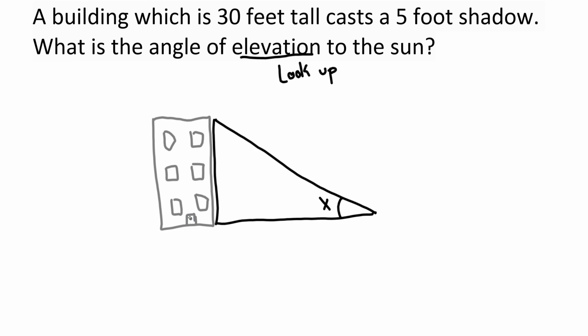And what we need to do now is, it says the building, which is 30 feet tall. So this building's got a lot of windows for only 30 feet, but that's okay. 30 feet tall. Casts a shadow of 5 feet. So a shadow, keep in mind guys, a shadow is always going to be on the ground, just like it was when we did those similarity problems. So a 5-foot shadow. And it says, what is the angle of elevation to the sun? So really what's happening here is the sun is up over here casting a shadow down onto the ground, casting that 5-foot shadow.